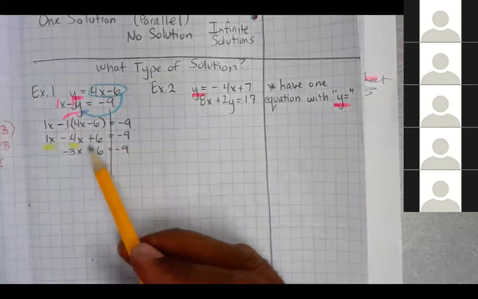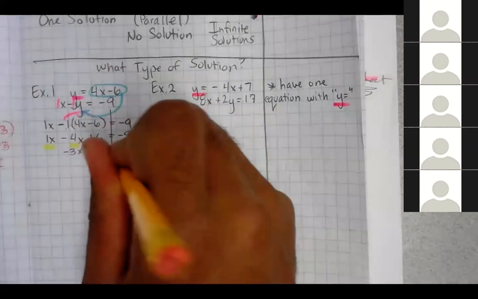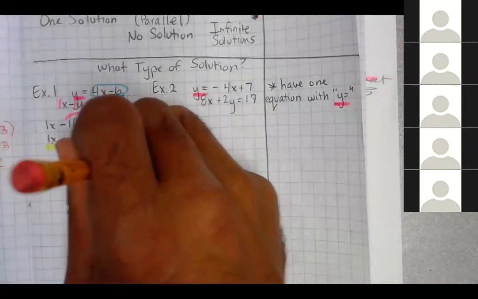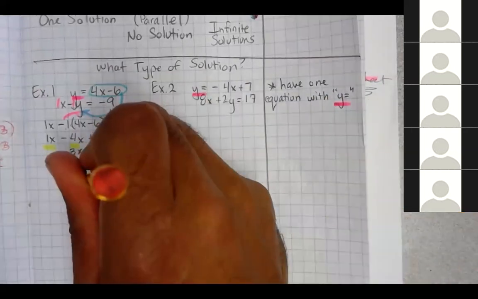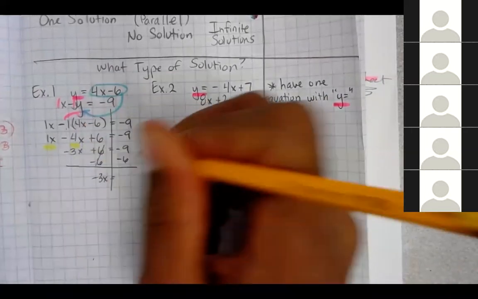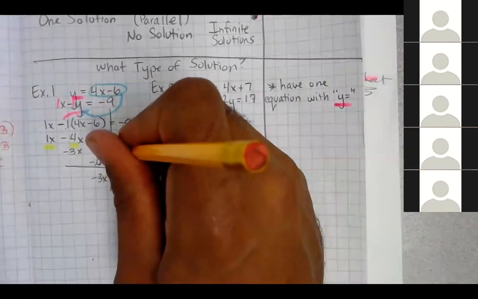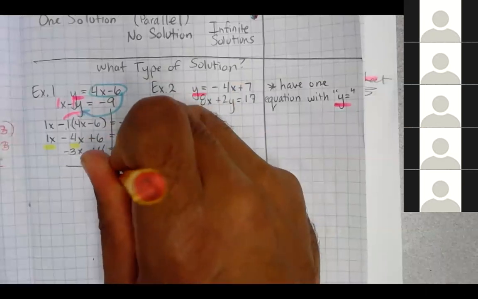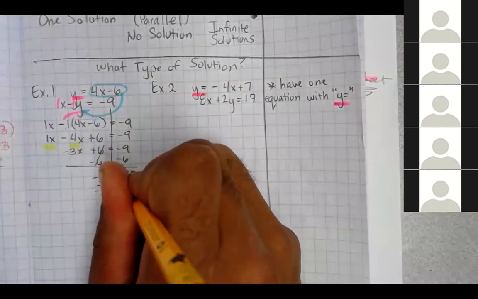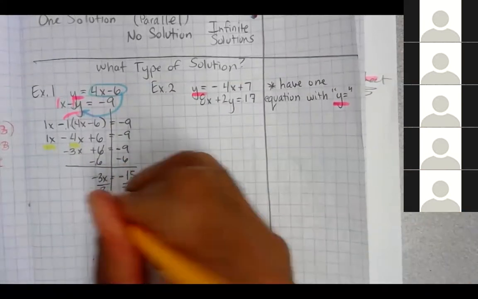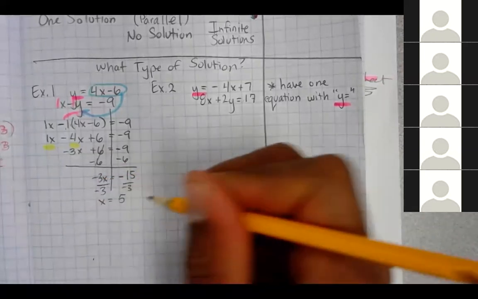Now I want to start isolating the x by taking away this constant. So subtract 6 on both sides. That cancels out there. Negative 3x equals, I'm adding two negative numbers, so that means I'm going to add them. So negative 9 minus 6 is negative 15. And the last step here would be divide by negative 3. So negative 15 divided by negative 3 is positive 5.